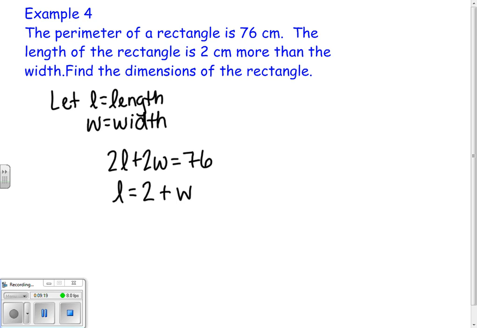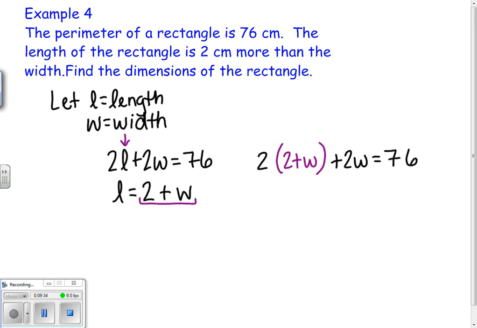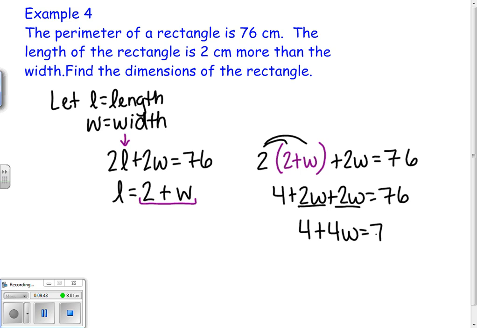This one's way easier to do by substitution. I'm going to take this 2 plus W and throw it in the top equation for L. So 2, and then instead of L I'm going to put 2 plus W, and then finish the rest. Plus 2W equals 76. Distributing this 2, I get 4 plus 2W plus 2W equals 76. Combining like terms gives me 4 plus 4W equals 76.